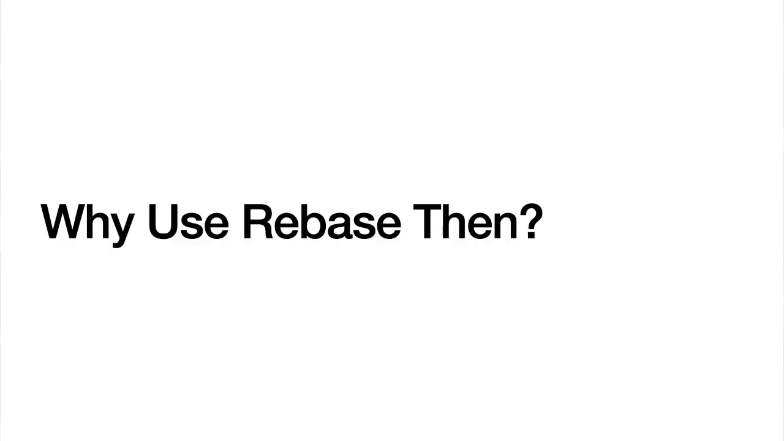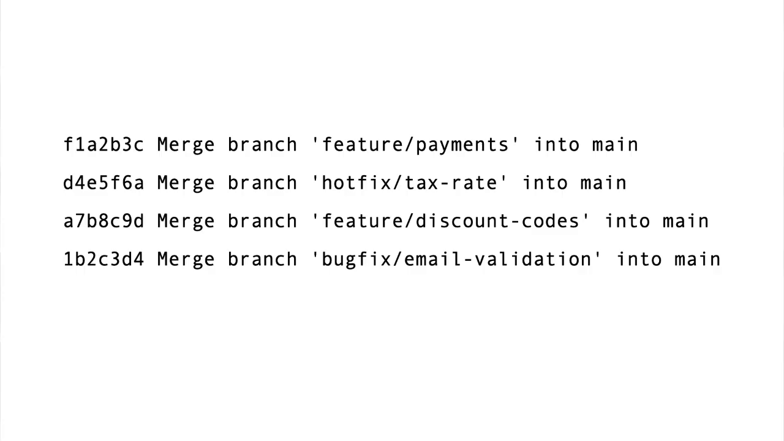Now, you might be asking yourself, if rebase rewrites history and causes problems when working on a shared branch, why would anyone use it at all? The answer is that linear history is generally easier to work with. If you run git log --oneline on a project that uses merge commits heavily, you'll get a bunch of these. Every entry is a merge commit, and to see what actually changed, you have to dig into each one. And it can be a real challenge to revert those changes.